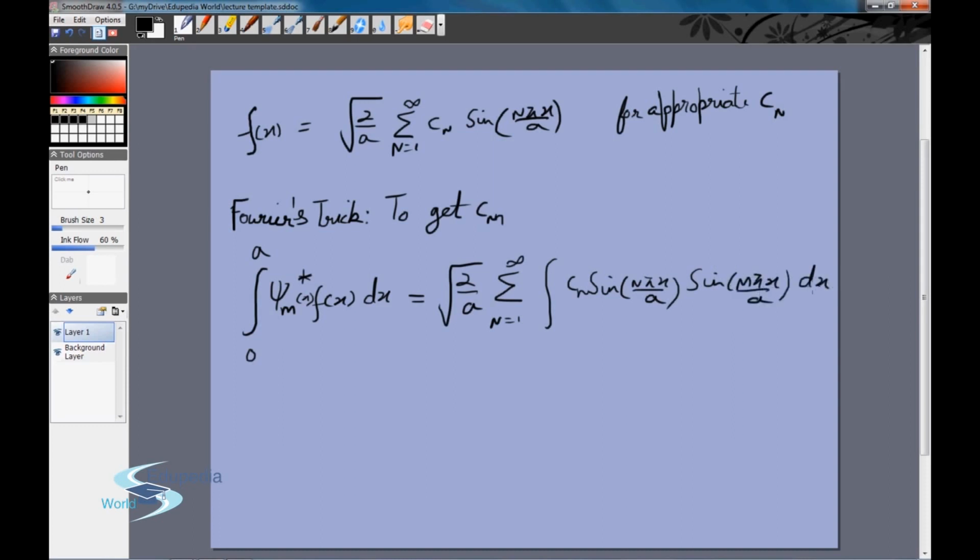But we just proved a few minutes ago that the stationary states are orthogonal, which means if m is not equal to n, then this integral is 0. So in the RHS, the integral is only non-zero when m is equal to n, which means what we get is, and obviously the integral of sine n pi x by a into sine n pi x by a will be root of a by 2, which will cancel with this. So ultimately what we get is Cn is equal to Cm, rather, integral from 0 to a psi m star of x into f of x dx. So this completes our solution of the infinite square well.